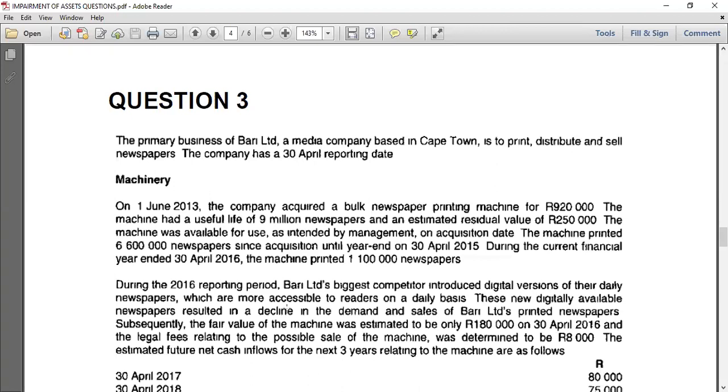During the 2016 reporting period, Barry Limited's biggest competitor introduced new digital versions of their daily newspapers, which are more accessible to readers on a daily basis. These new digitally available newspapers resulted in a decline in the demand and sales of Barry Limited's printed newspapers. Subsequently, the fair value of the machine was estimated to be only 180,000 on 30 April 2016, and the legal fees relating to the possible sale of the machine were determined to be 8,000. The estimated future net cash inflows for the next 3 years relating to the machine were as follows. Right.